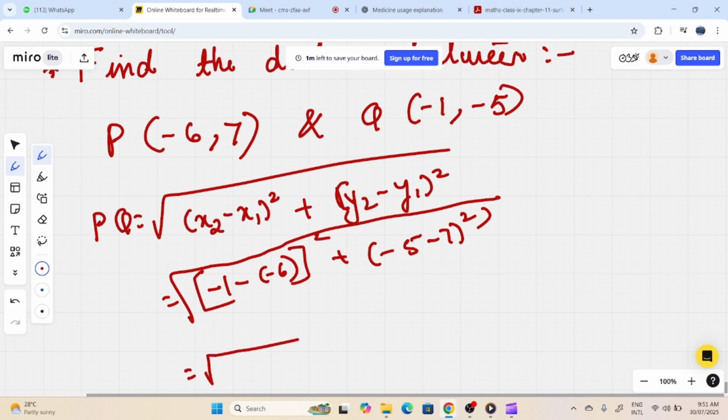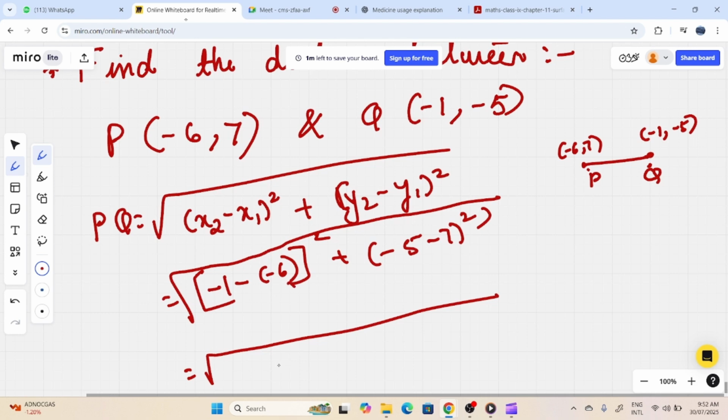Ma'am, I got it wrong. What did you get? I got root 119. I got 13. They asked you to find PQ, starting from P to Q. PQ is your line. Understand? So this is minus 6 comma 7 and this is minus 1 comma minus 5. So it's starting from P, ending at Q. Ma'am, I'll send you what I did. Yeah, let me see your calculations also.